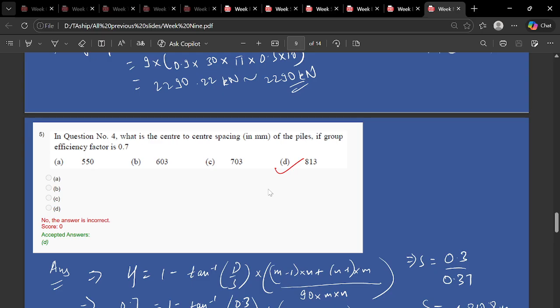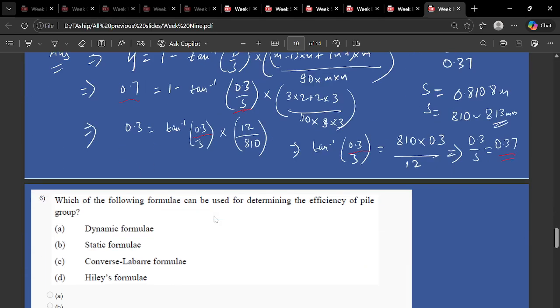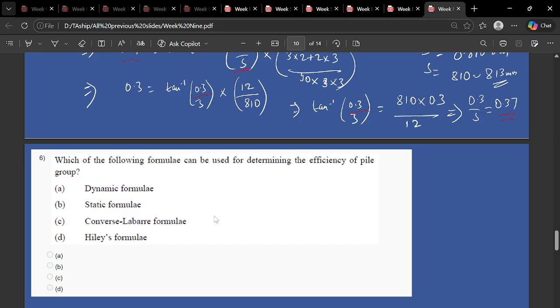So in question number 4, what is the center to center spacing of the pile if the group efficiency factor is 0.7? So which of the following formula can be used for determining the efficiency of the pile group? Which of the formula will you take into account for determining the efficiency of the pile group? Dynamic formula, static formula, Converse-Labarre formula, or Hiley's formula?